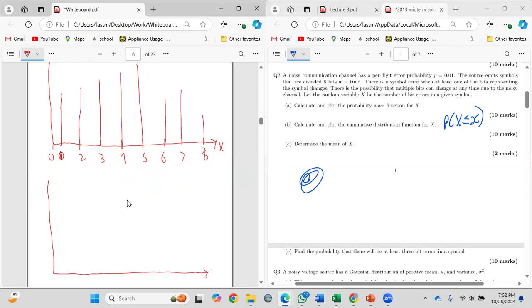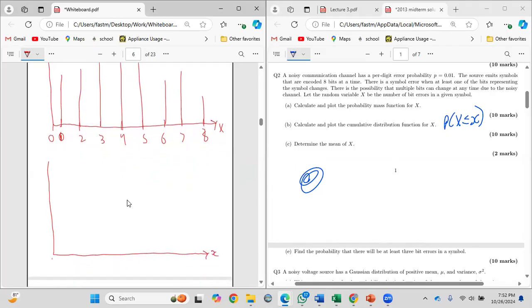The x values are the same. So you have 0, 1, 2, 3, 4, 5. No, I used too much room. Erase that. Make the space smaller. 1, put 2 here. 3, 4, 5, 6, 7, 8, 9. Okay, we ended at 8, but I went over.